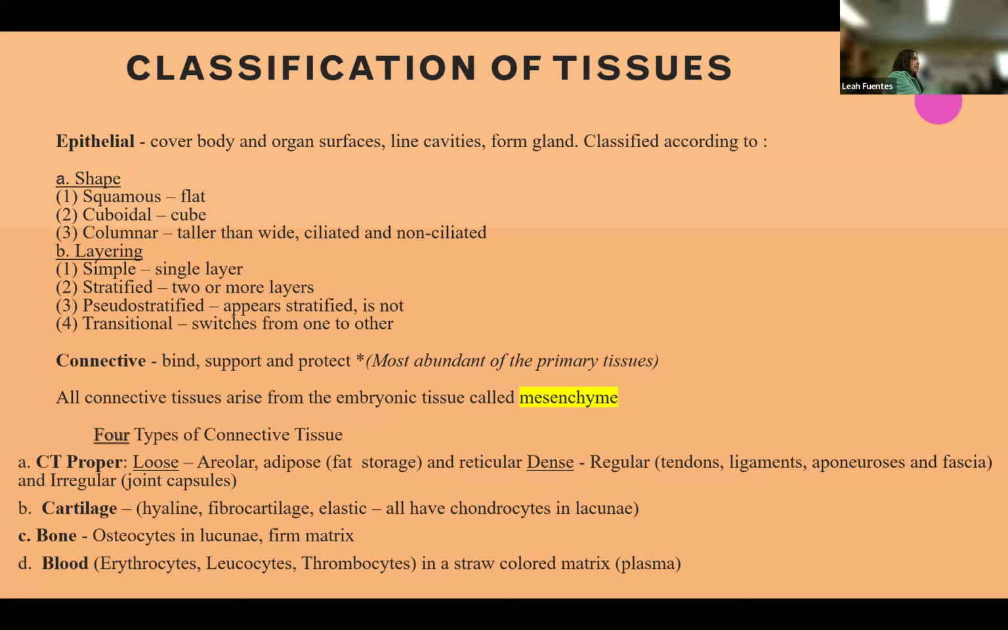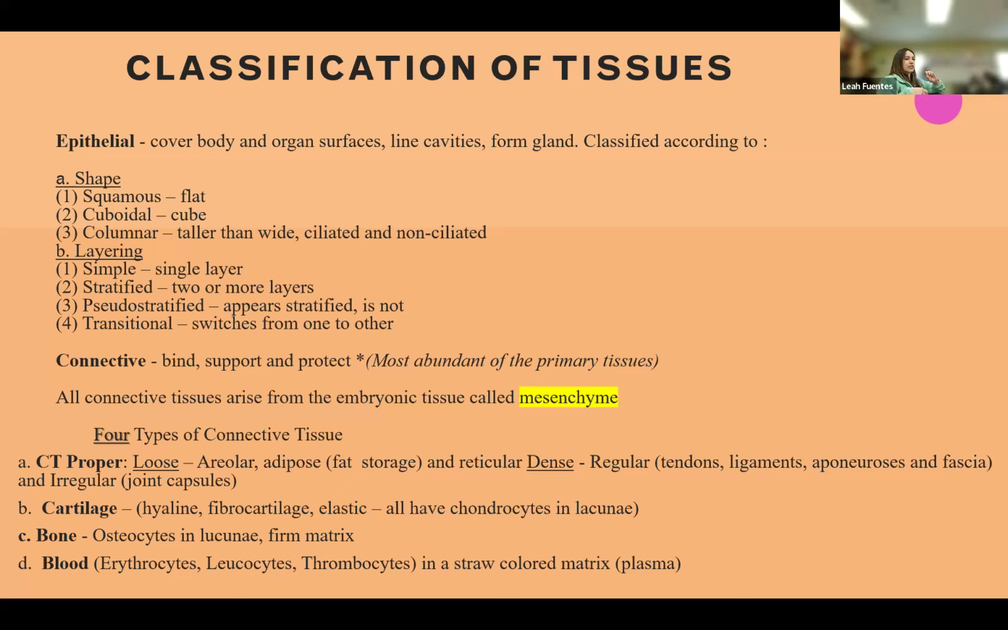Pseudo-stratified, pseudo means fake. So pseudo appears stratified, but is not. So it looks like it has more than 1 layer, but it still only has 1. And then transitional switches from one to the other. So transitional is usually found in organs or around organs that have a lot of contraction happening.